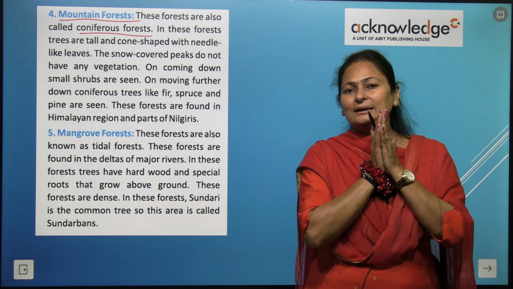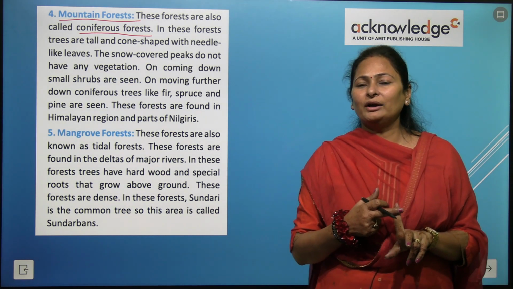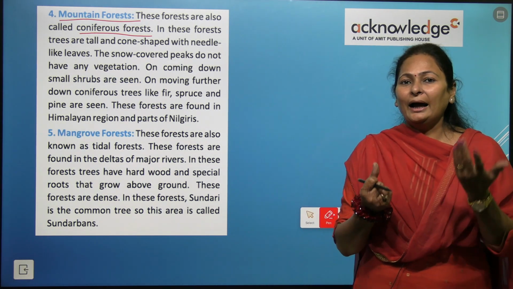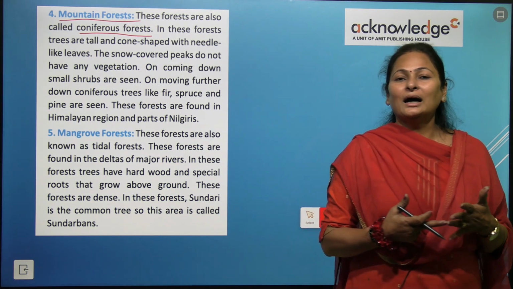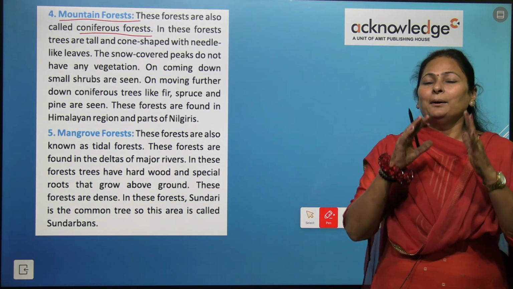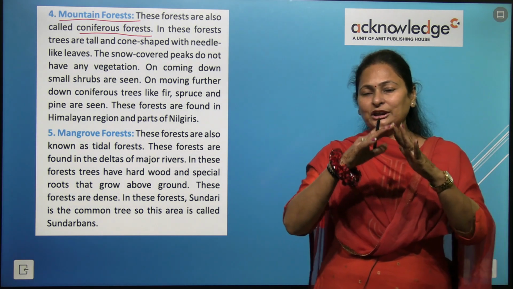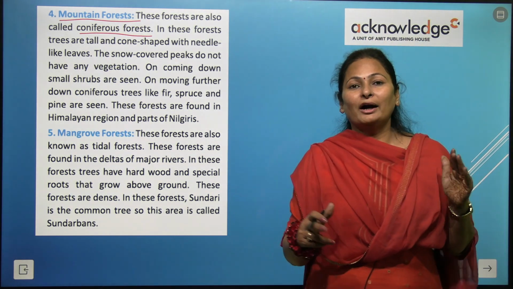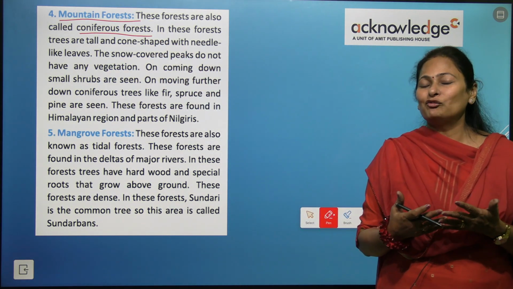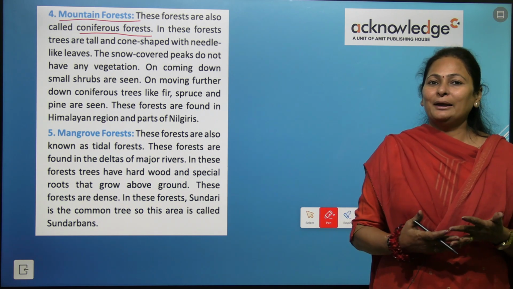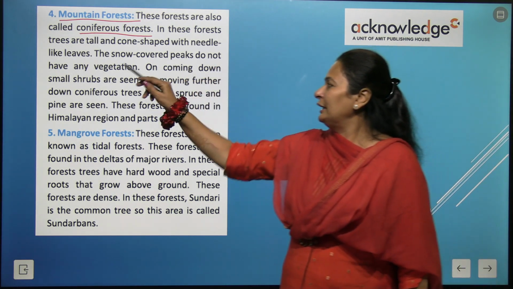Why do they have needle-like leaves? Do you remember that chapter? They have needle-like leaves so that rain and snow can slip off easily and will not harm the tree, right? Because of this, they have the needle shape, in cone shape, and they are long, not wide. That is why we call these types of forests mountain forests. What else do we call them? We call them coniferous forests too, right? So the trees are long and cone shaped with needle-like leaves.